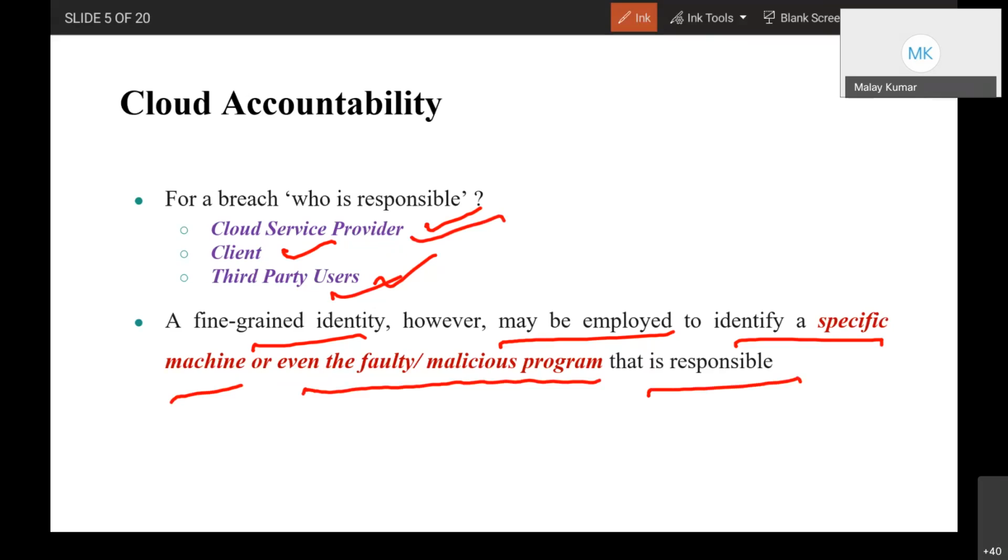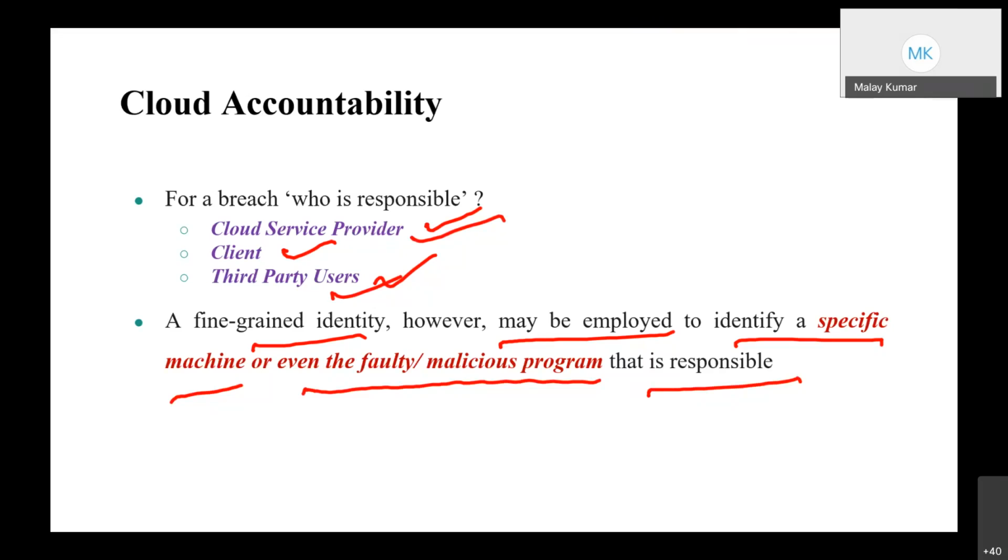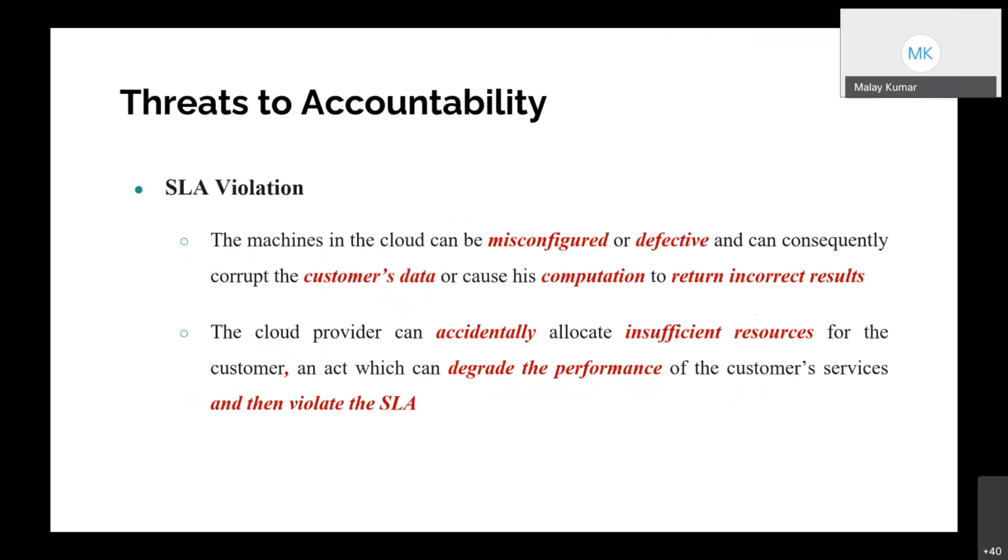Okay, so let's see what kind of threats are possible, and what happens if such an attack or privacy issue arises in the cloud environment. The first thing is SLA violation. SLA violation was first addressed in an article published by Hyber Berlin.